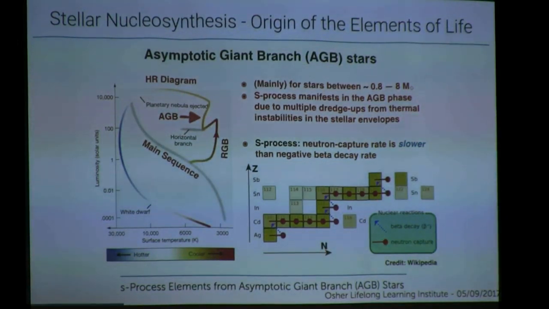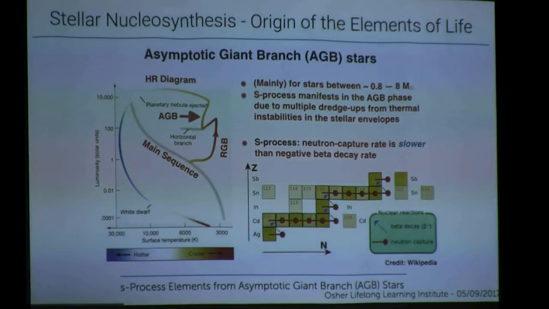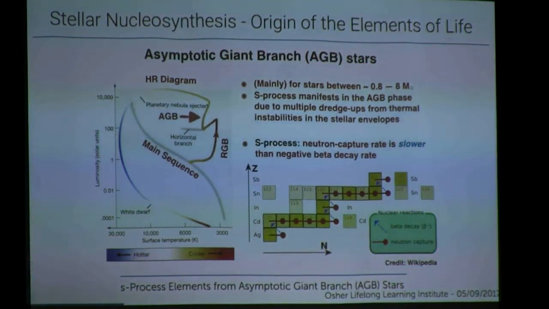And so it mixes in a little bit, and then it gives us some of these other elements that you would never get from the regular triple alpha process. And so the stars are really cooking. They're doing various different things to produce all of the elements, well, most of the elements of the periodic table.